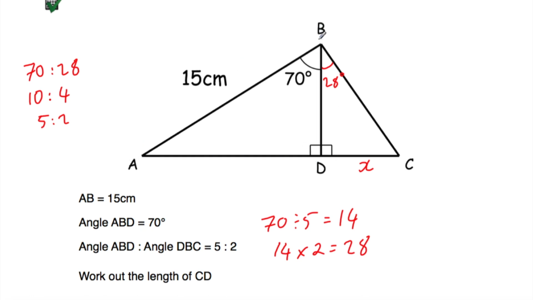And let's use trigonometry to work out the length of BD. If we can work out the length of BD, then we can use it on this triangle on the right hand side. So let's start off with this triangle here, so triangle ABD. So let's label our sides.